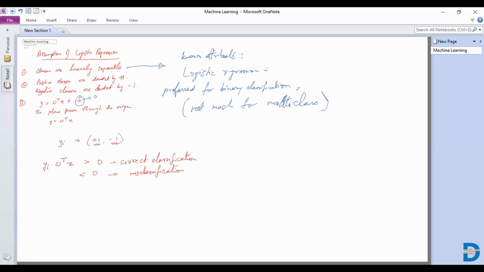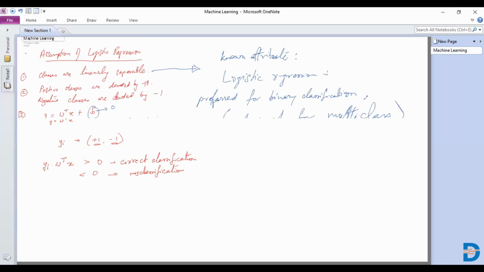So that's, in a nutshell, all the assumptions that we make for using the logistic regression model.